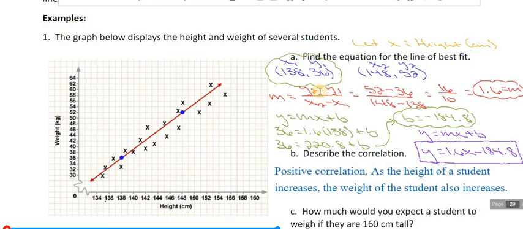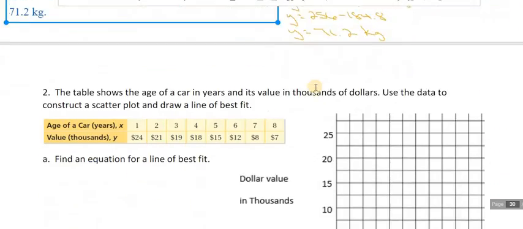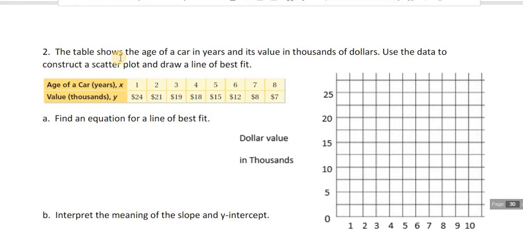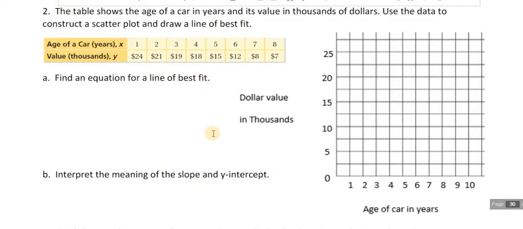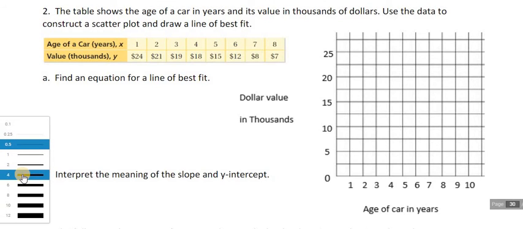Okay, so let's take a look at number 2. Number 2 says the table shows the age of a car in years and its value in thousands of dollars. Use the data to construct a scatter plot and draw a line of best fit. We're then going to find an equation for the line of best fit, interpret the meaning of the slope and the y-intercept. Okay, so we've got our data values, so let's plot those.